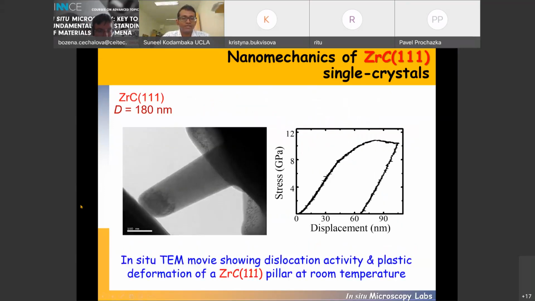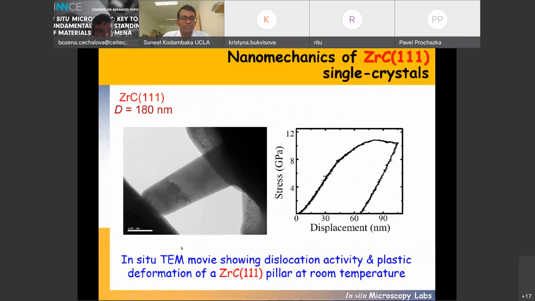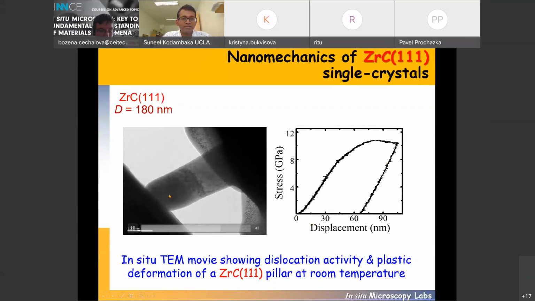Here is a bright field transmission electron microscopy movie acquired during compression of a 111 single crystal of zirconium carbide. This is the diamond platen that is compressing the pillar, and this is the stress displacement curve obtained during this compression. You may have seen some dark contours moving down the pillar, and that is essentially the dislocation network propagating through the crystal.